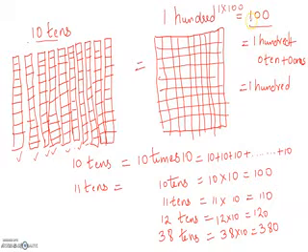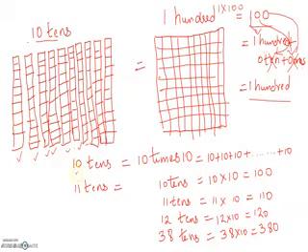100 means the expanded form: 1 is in the hundreds place. So 1 hundred plus 0 tens plus 0 ones. We know that 0 tens and 0 ones have no value. 0 tens means 0 into 10, 0 ones means 0 ones. So they have no value. No need to write that 0 tens and 0 ones. You can only write it is equal to 100.